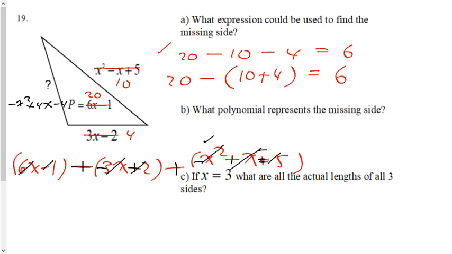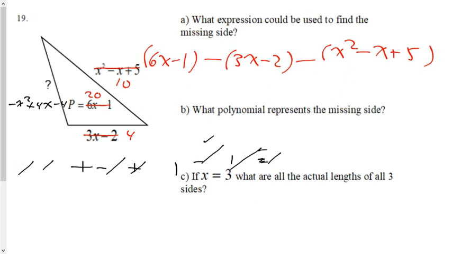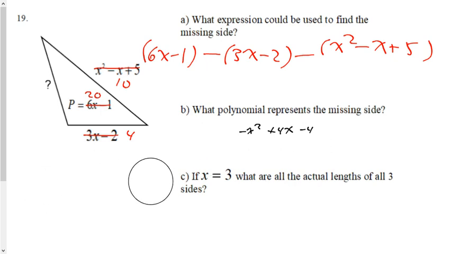So the first thing is this. What expression could be used? We're just going to take this one right here. That's our expression that can be used. What polynomial represents the missing side? That polynomial represents the missing side. And finally, if x equals 3, what is the actual length of all three sides?